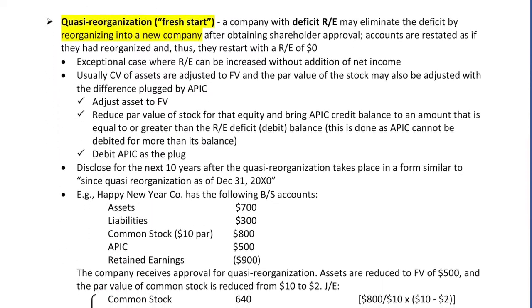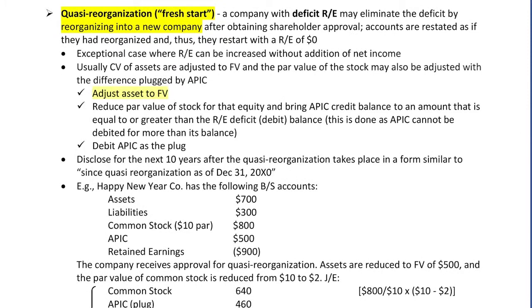First one, adjust assets to fair market value. Number two, you want to reduce the par value of stock for that equity and bring the APIC credit balance equal to or greater than the retained earnings deficit balance. And then debit APIC as the plug. Now for the next 10 years, the financials must make a disclosure. They must state that a quasi reorganization happened on such a date. Look at the example here.